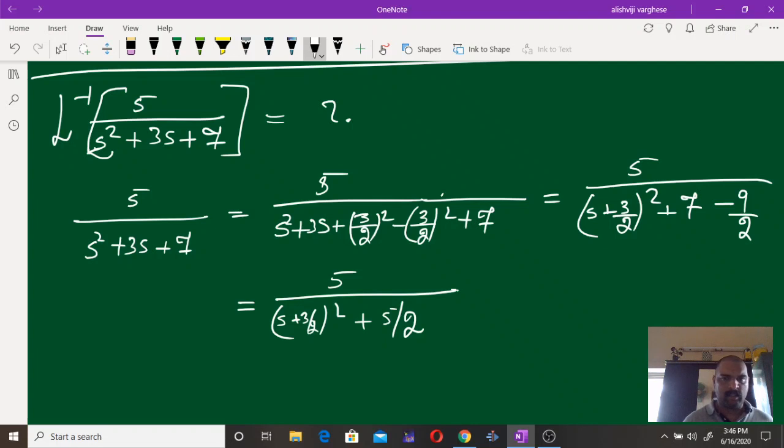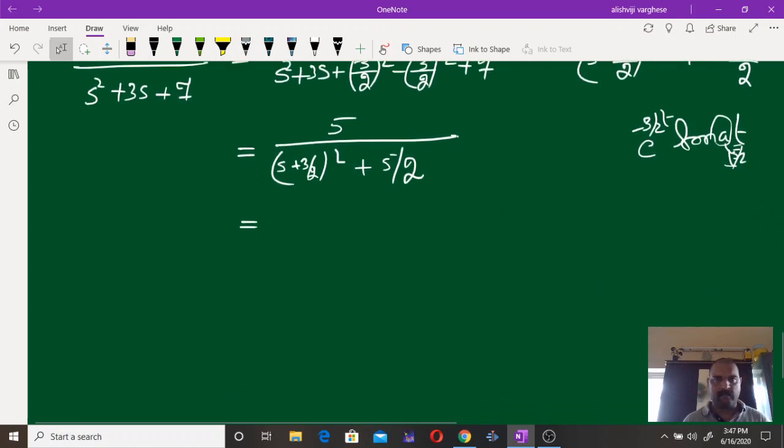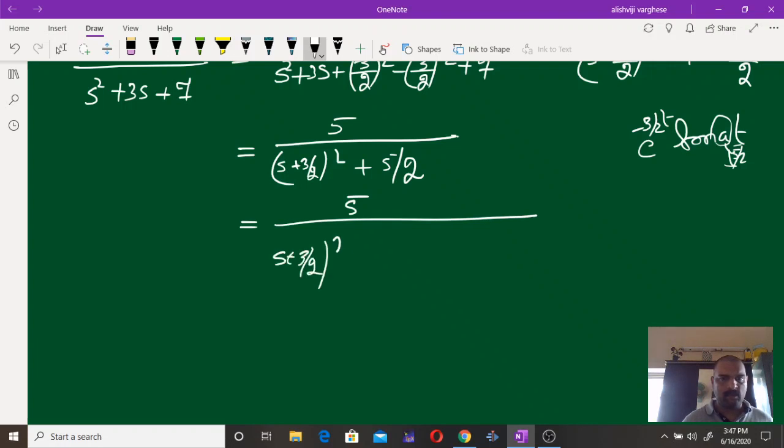Now this is something like the Laplace transform of sine at shifted by a parameter, e raised to minus 3 by 2 t, where this a is equal to root of 5 by 2. So we can write it in the required form, like is equal to 5 divided by s plus 3 by 2 the whole square plus root of 5 by 2 the square.